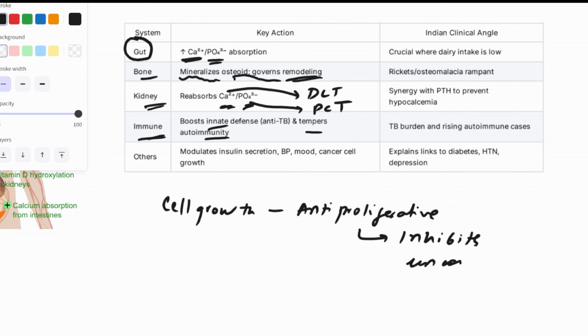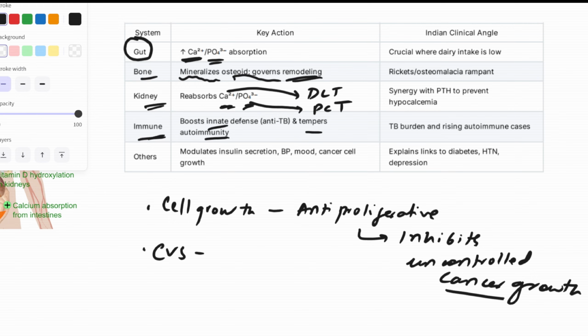Next, in cardiovascular health, emerging research strongly links vitamin D deficiency to an increased risk of hypertension, heart disease, and stroke. Calcitriol can regulate components of the renin-angiotensin-aldosterone system, or in short RAS, improve endothelial function, reduce systemic inflammation, and improve arterial stiffness, all contributing to overall cardiovascular well-being.